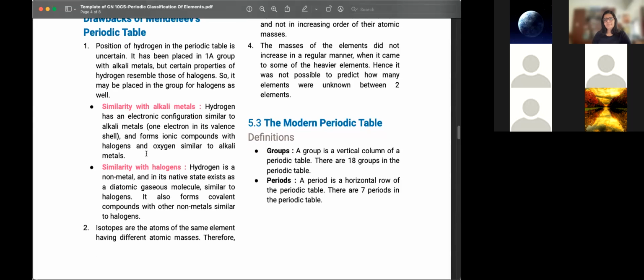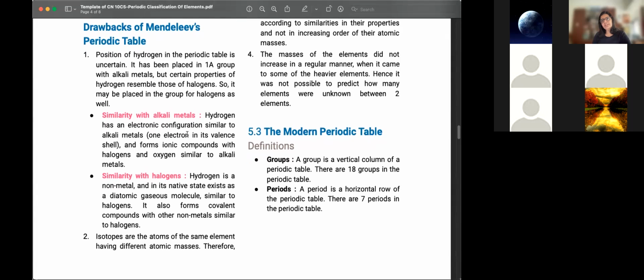Next. Now Mendeleev took his fundamental property, the increasing order, to be atomic mass. But isotopes exist. Isotopes are atoms of the same element having different atomic masses. So if you take carbon, you have C12 and also C14. So how do you handle it?